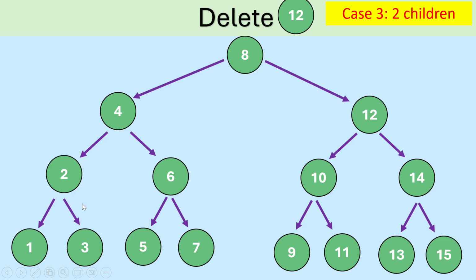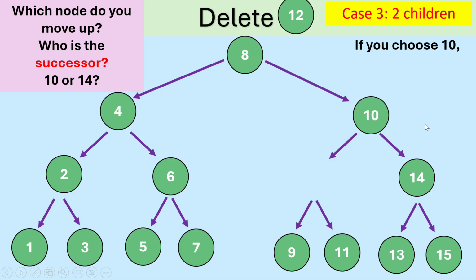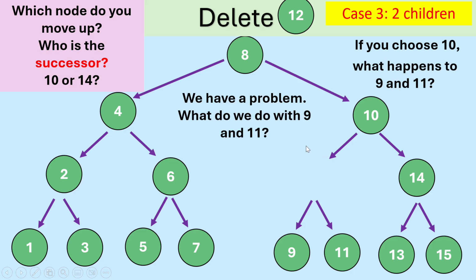But what happens if you want to remove a node like 12? 12 is right here. It's got 2 children and those 2 children have their own children. Somebody could say, well, who can the successor be? If we choose 10 as the successor, remember 10 has 9 and 11. So what's going to happen with 9 and 11? Now we have a problem. 10 cannot have 3 children, because in a binary search tree the most children a node can have is 2.